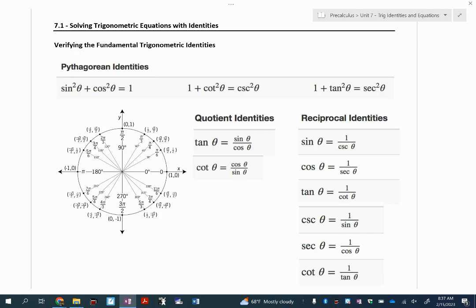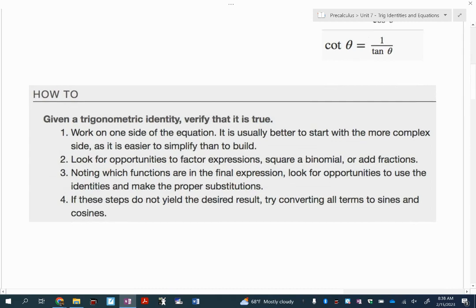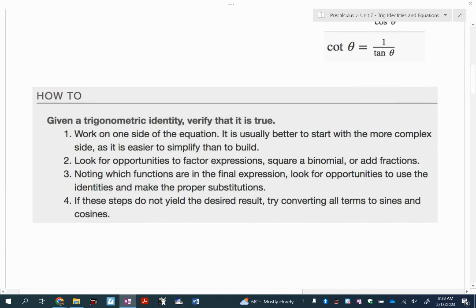So we're going to use all that information to help us make one of the sides of the equation look like the other. We will have a quiz over these identities before we take a test on this unit. You will have to have these memorized before we actually sit down and take the big summative test. Now, this is the process that I'm going to go through. I'm going to pick one side. Usually, it's easier to start with the more complex side, and then use my understanding of the identities and algebra to help me make it look like the other side of the equation.